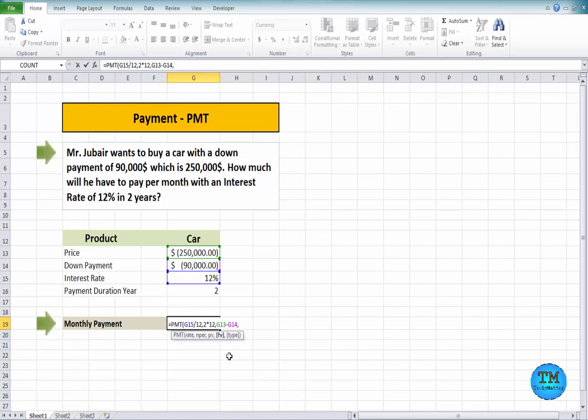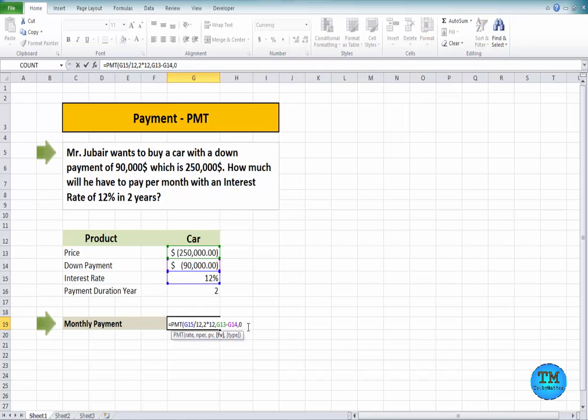And there is a type, which means you want to pay the installment at the beginning of the month or at the end of the month. If you want to give the installment at the beginning of the month, then we'll give 1, which is a positive value. Or if you want to give at the end, you will give 0, which is a negative value. Because if you give it at the beginning of the month, the installment will come less. And if you give it at the end, the installment will come more.